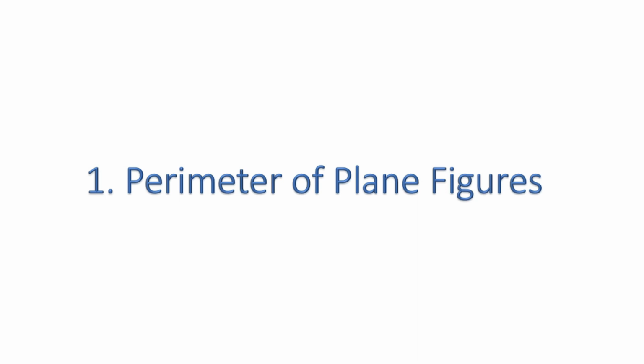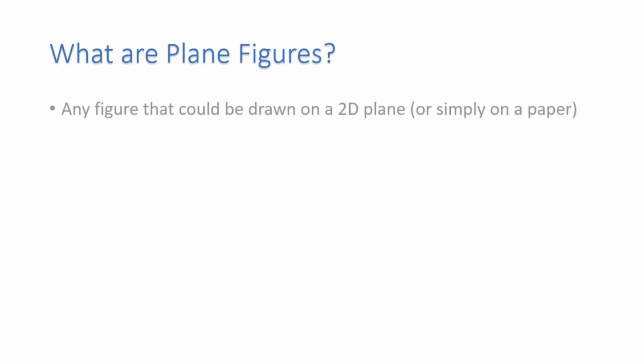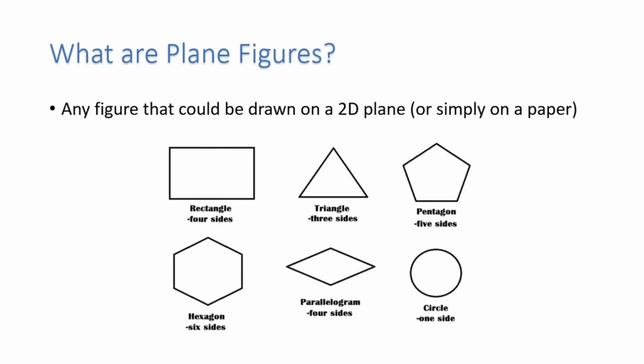First, we will see how to calculate the perimeter of plane figures. You have done this in your previous grades, so you must be knowing these by now. But anyway, let's quickly go through them just to revise. What are plane figures? A plane figure is any figure which can be drawn on a 2D plane. Simply saying, it is a figure that can be drawn on a paper. Here I have shown some examples of plane figures like the rectangle, triangle, circle and square, etc.